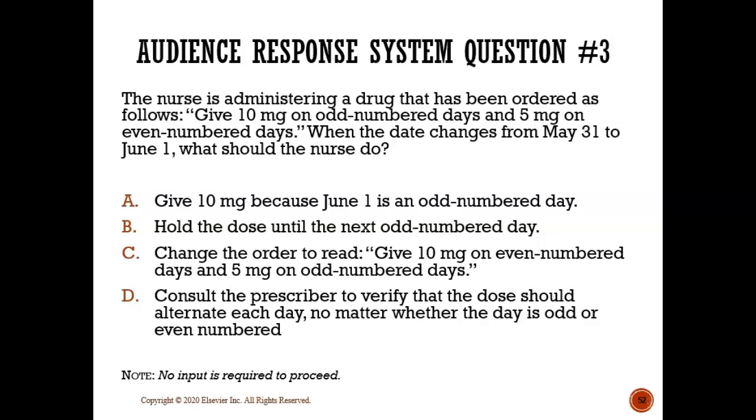A. Give 10 milligrams because June 1st is an odd number day. B. Hold the dose until the next odd number day. C. Change the order to read give 10 milligrams on even numbered days and 5 milligrams on odd numbered days. D. Consult the prescriber to verify that the dose should alternate each day no matter whether the day is odd or even numbered. So, what's your answer?